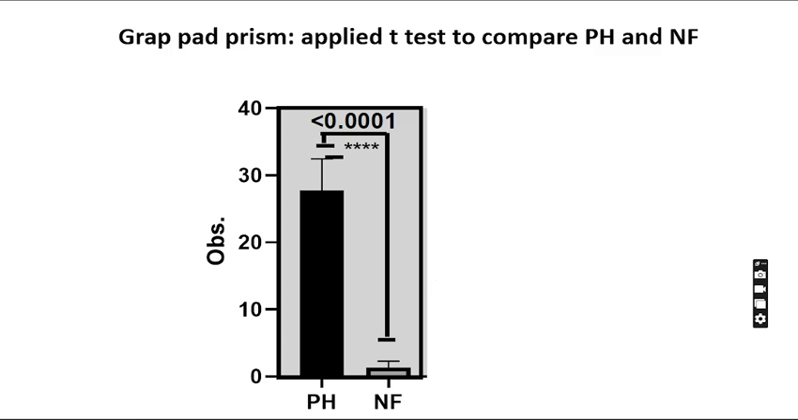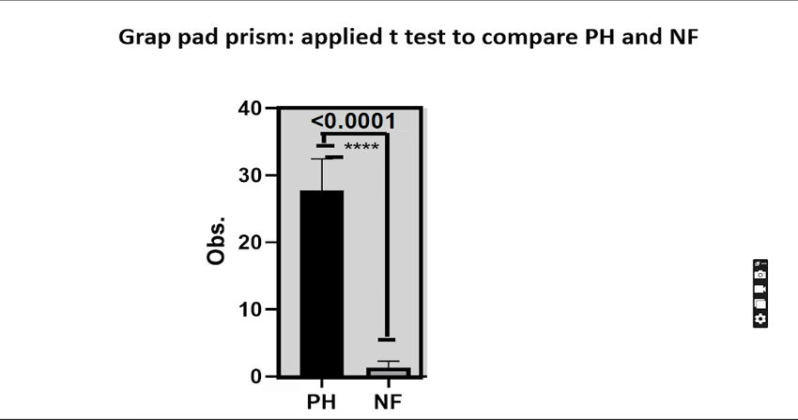So this is just an example. I have used GraphPad Prism to construct this kind of graph. I have compared this pH and NF, and you can see the difference as well. I have also applied an independent t-test to compare them. Then this is the significance value, the p-value, and I have also put this star just for clarity.